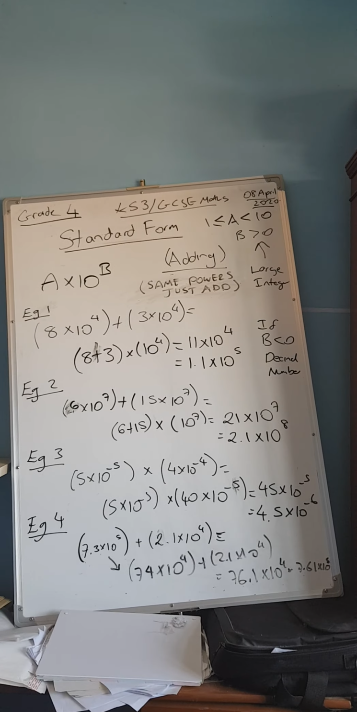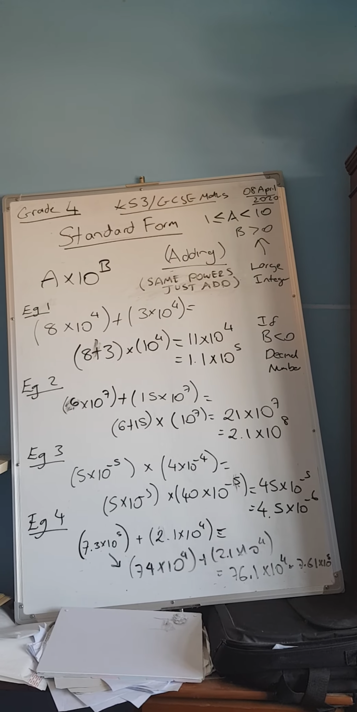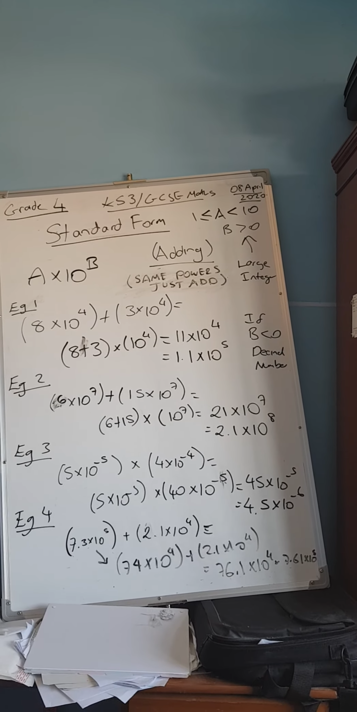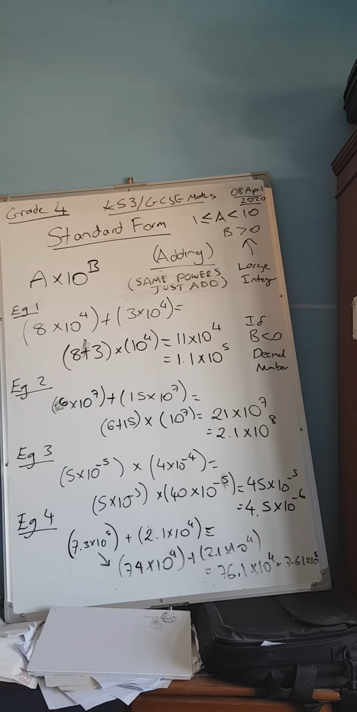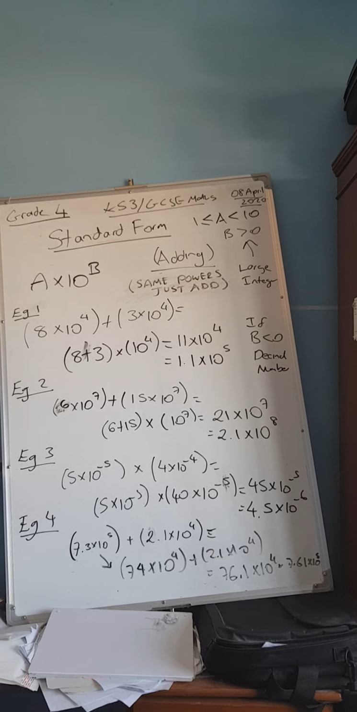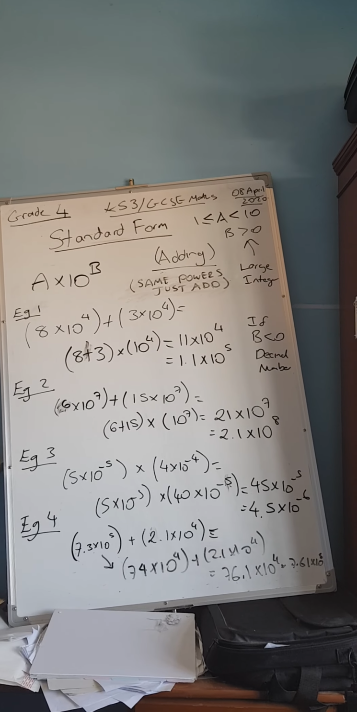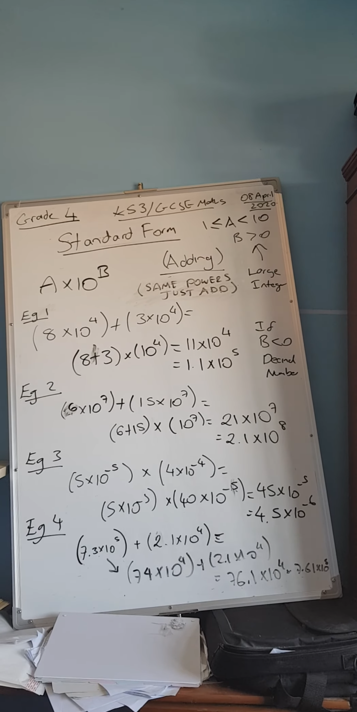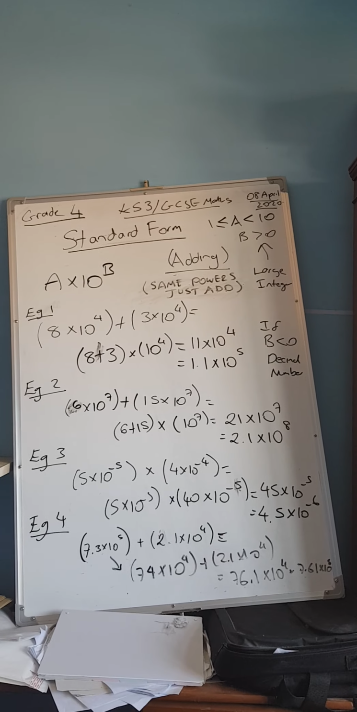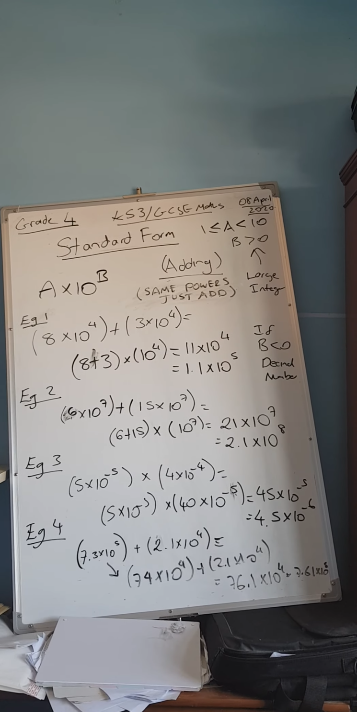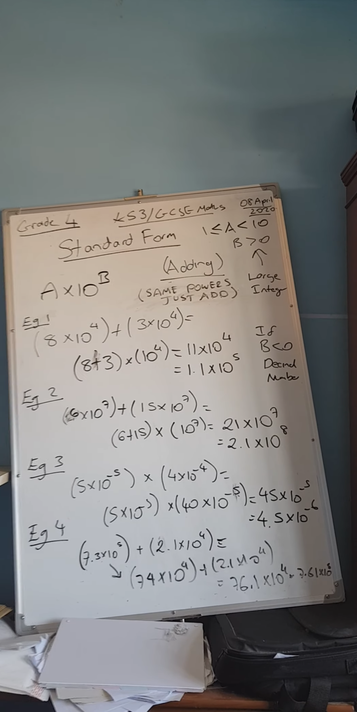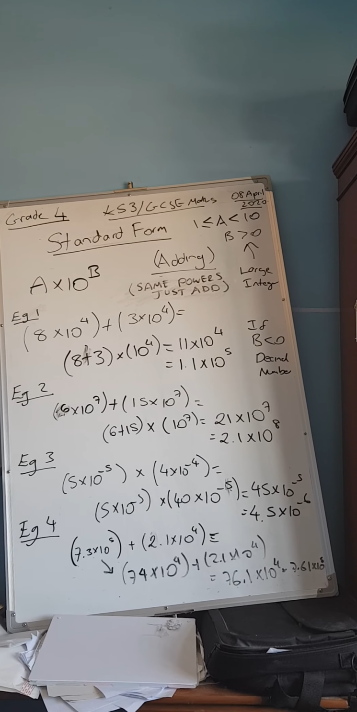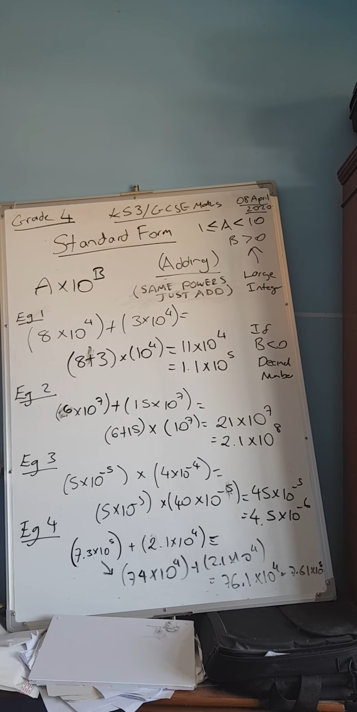So 8 plus 3 is 11, 11 times 10 to the 4. 11 is a number bigger than 10, so it has to be 1.1 times 10 to the 5. So I have to scale it down and then bump up the power by 1. I've divided 11 by 10 to get 1.1, and then I've increased the power of 10 by 1 to balance it out. So the answer would be 1.1 times 10 to the 5. That answer could also have been achieved by converting from standard form to ordinary numbers, adding your numbers, and then converting your ordinary number back into standard form.